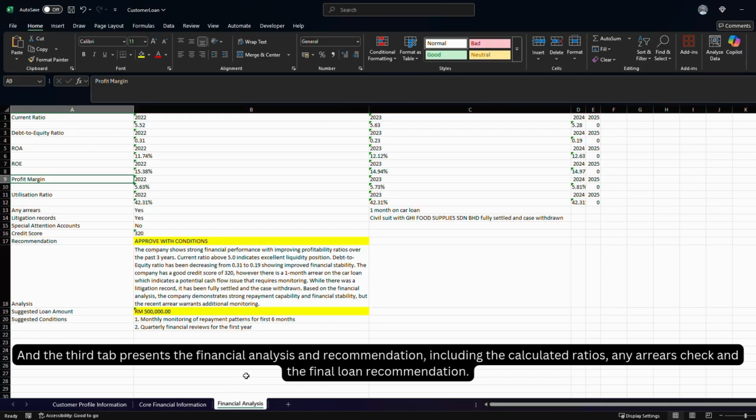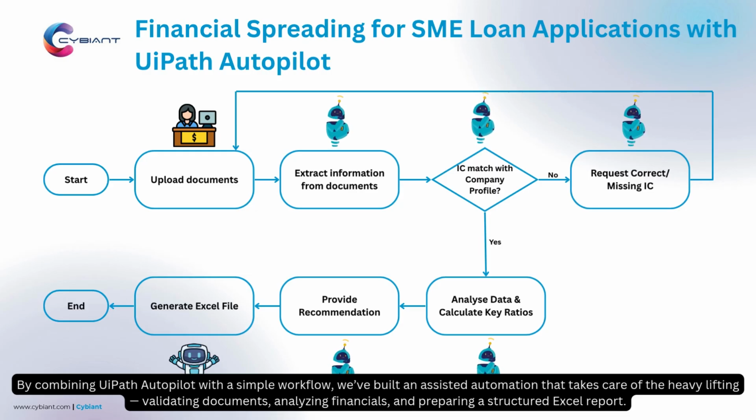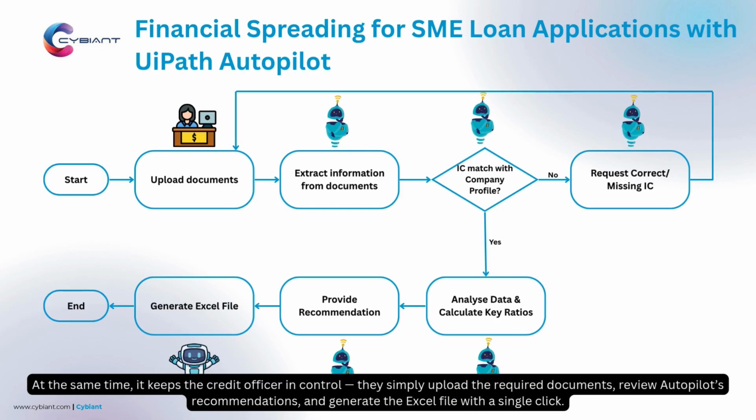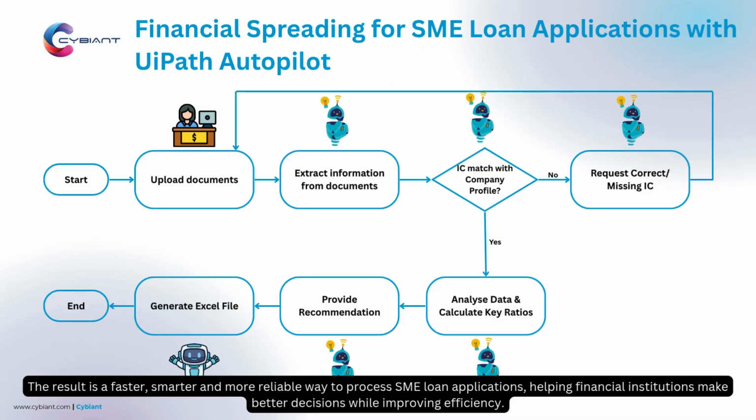By combining UiPath Autopilot with a simple workflow, we've built an assisted automation that takes care of the heavy lifting, validating documents, analyzing financials, and preparing a structured Excel report. This approach saves time and reduces manual errors. At the same time, it keeps the credit officer in control. They simply upload the required documents, review Autopilot's recommendations, and generate the Excel file with a single click. The result is a faster, smarter, and more reliable way to process SME loan applications, helping financial institutions make better decisions while improving efficiency.